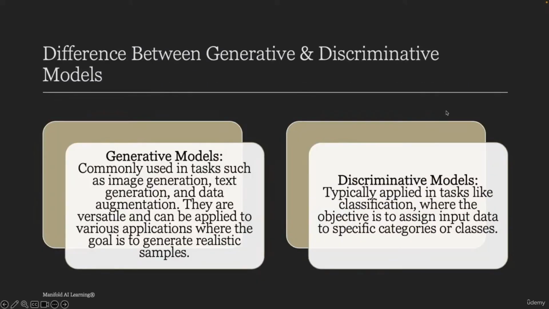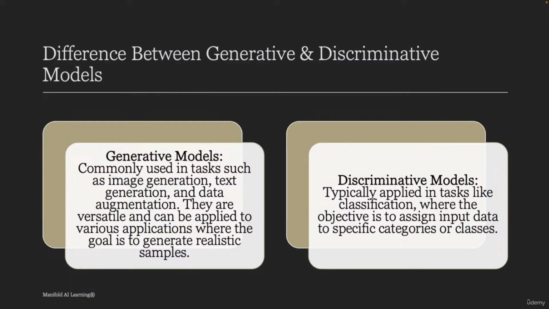And the key difference between the generative models is that they are commonly used in tasks like image generation, text generation, data augmentation. These generative models are versatile and can be applied to various applications where the goal is to generate realistic samples. But discriminative models are typically applied in tasks like classification, where the main objective is to assign the input data to specific categories or classes. So that's the core difference between the generative models and the discriminative models.